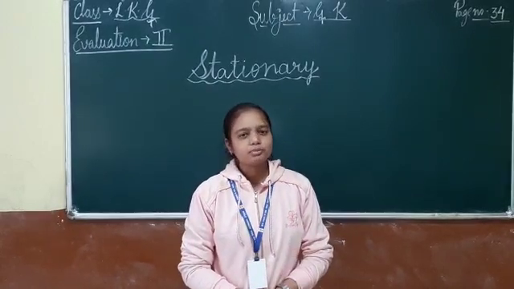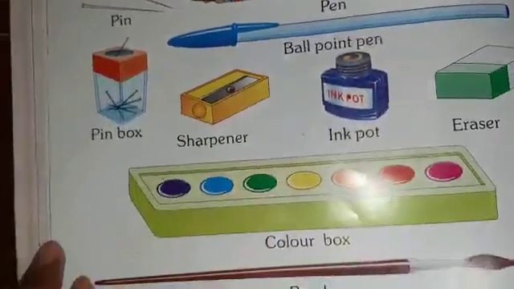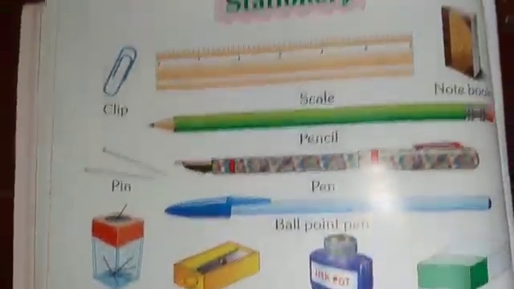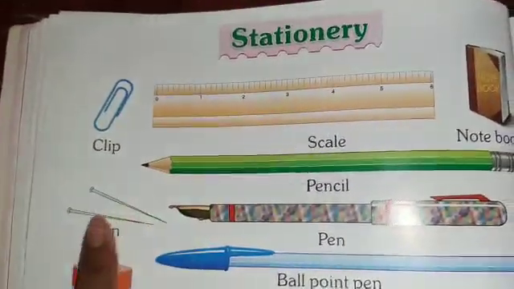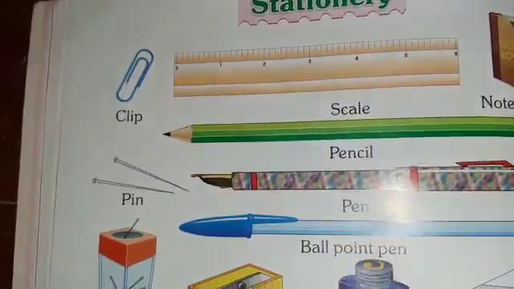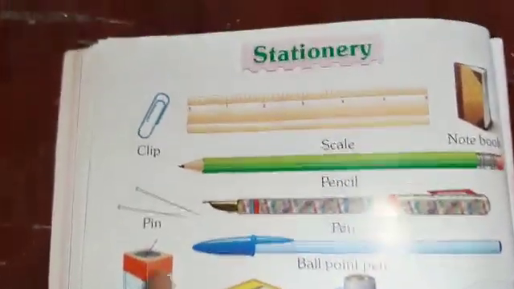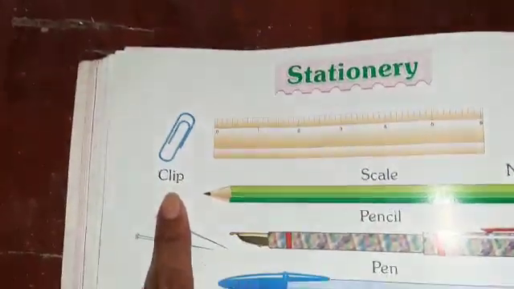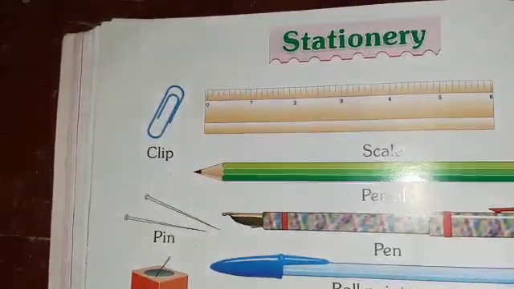Open your book, page number 34. The new lesson is stationery. These are the things which we use for stationery. These are the stationery items. The first is clip. We use the clip for holding the paper or attaching the paper.